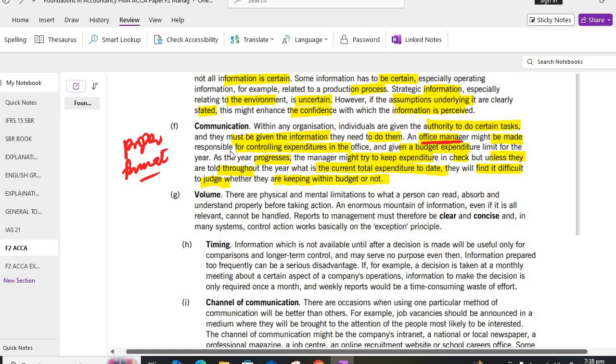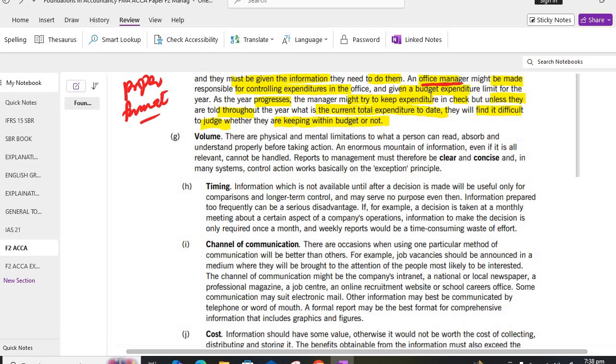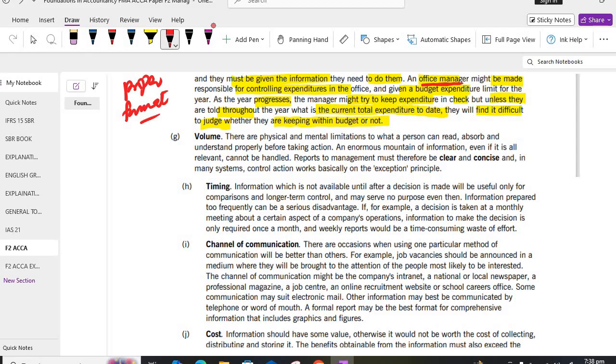Then you have volume. About volume, we have discussed that the volume of the information should be concise and limited. If the volume is not concise and it's too heavy, then it will be difficult for the reader to understand or absorb everything. By volume we mean that there are physical and mental limitations to what a person can read, absorb, and understand properly before taking action.